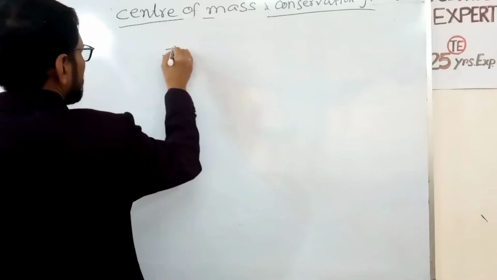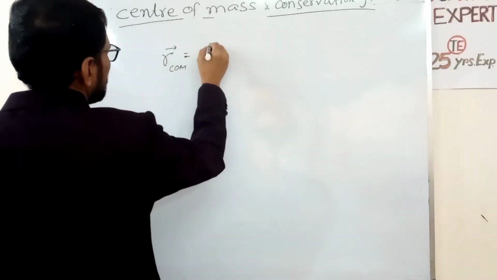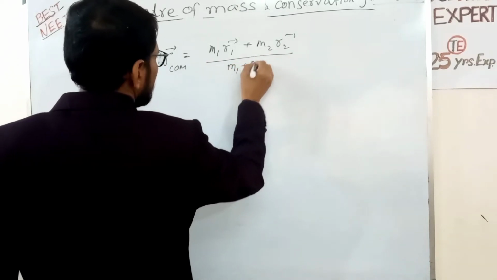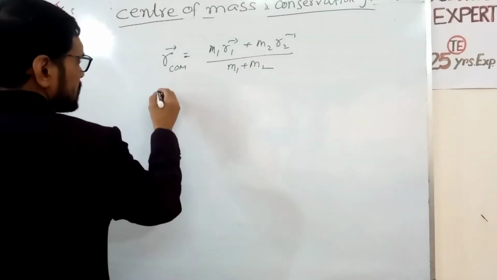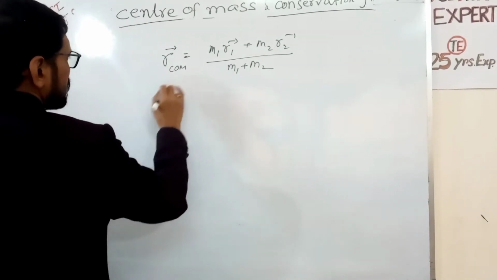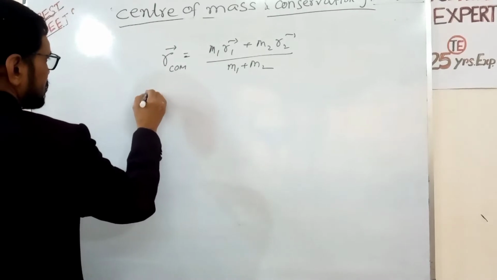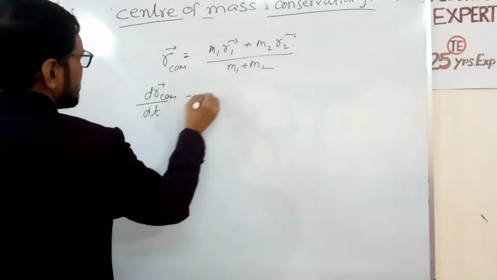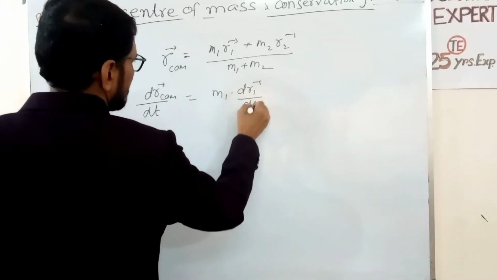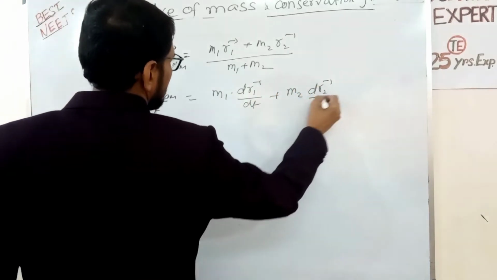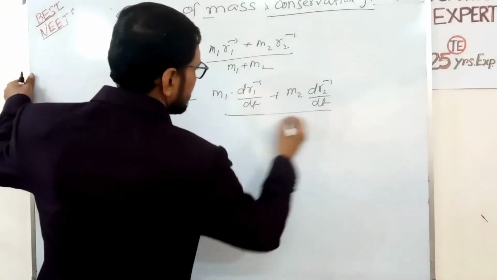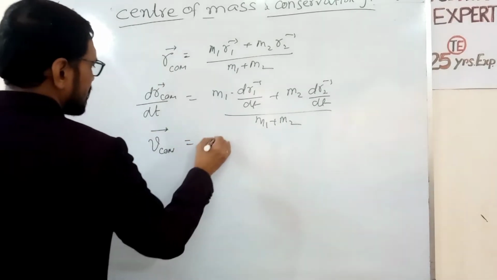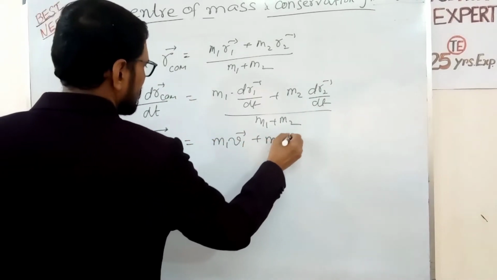The position vector of the center of mass, r com, equals m1 r1 plus m2 r2 by m1 plus m2. Now to find the velocity of the center of mass, we differentiate r with respect to t, divided by m1 plus m2. So this is the velocity of the center of mass, which equals m1 v1 plus m2 v2 by m1 plus m2.